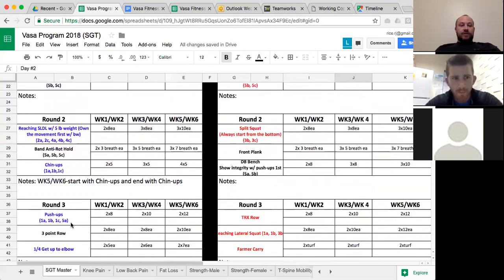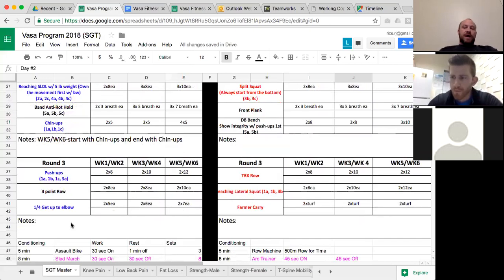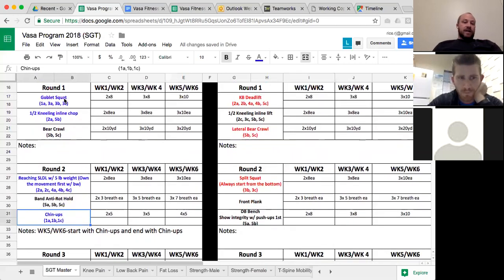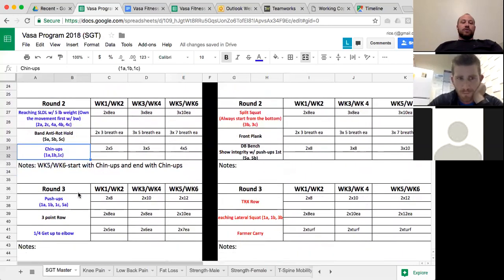So looking at the lift, let's start with day one real quick. You can see we've got all the movement patterns from push, pull, hinge, squat, and then what we consider core, corrective or carries is its own. The 3 C's are kind of in their own category, right? So you've got a push here, push-ups. You've got a pull, chin-ups. You've got a hinge, SLDL. You've got a squat, goblet squat, right? And then the 3 C's, like I mentioned, are core, conditioning, and carries. You've got that bear crawl, anti-rotation hold, and quarter get up to elbow, okay?